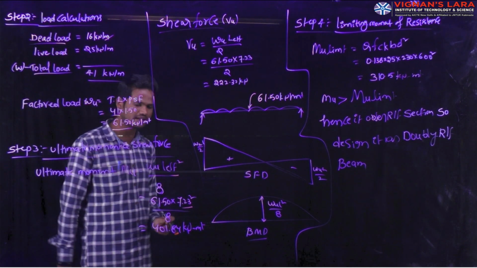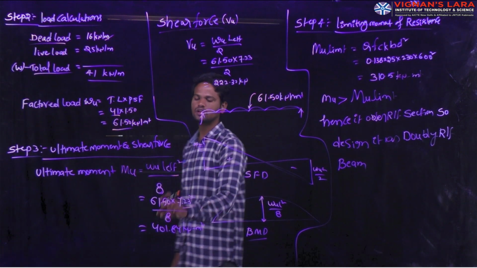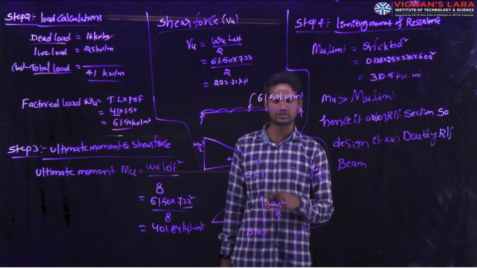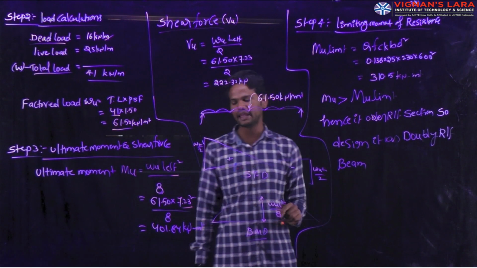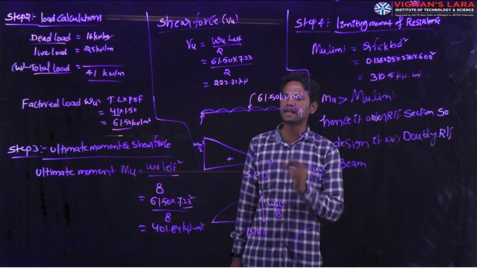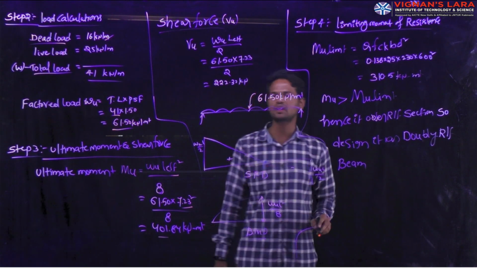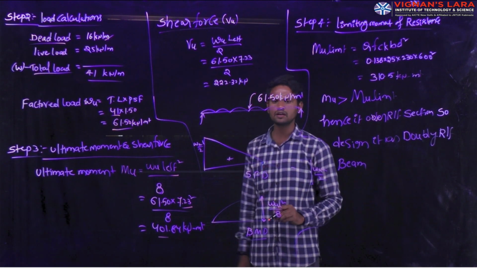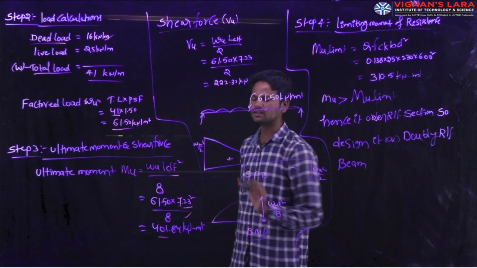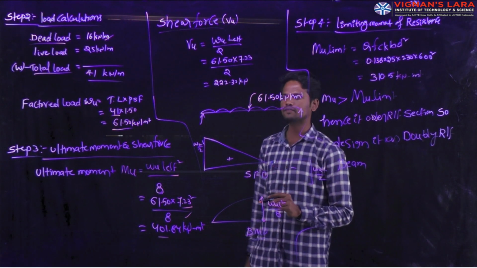If you calculate this, 61.50 multiplied with 7.23 into 7.23, divided by 8, you will get the moment acting on the beam. The beam is bending for a moment of 401.84 kilonewton meter. This is the calculation of the ultimate moment of the beam.